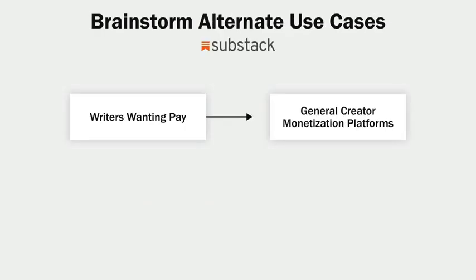Alternatively, think about the other ways that your users solve parts of their problem. In Substack's case, writers who look to get paid might turn to more general creator monetization platforms. These would be companies like Patreon and Gumroad.